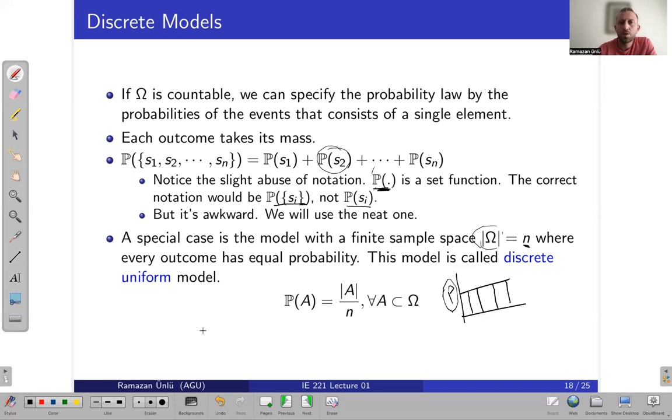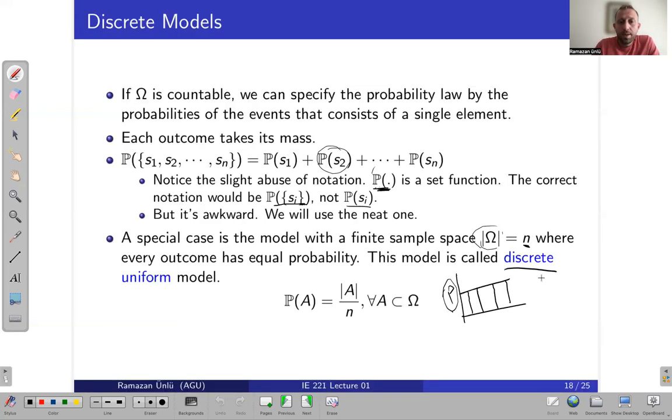This is like tossing a coin. Can I say that the probability of getting head will be greater than or less than the probability of the tail? No, I cannot say that. They are actually the same, they have equal probabilities. Each outcome has equal probability. That's why, if this is the case, I call this model the discrete uniform model. And why discrete? Because these are countable ones. Discrete, countable, finite sample space: discrete uniform model.